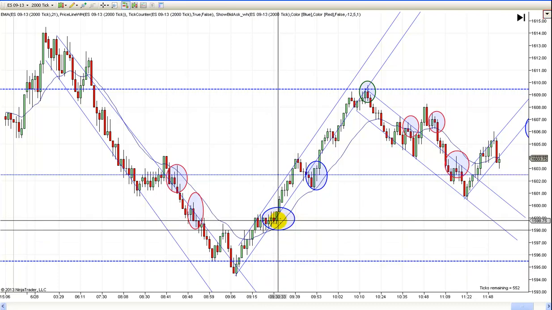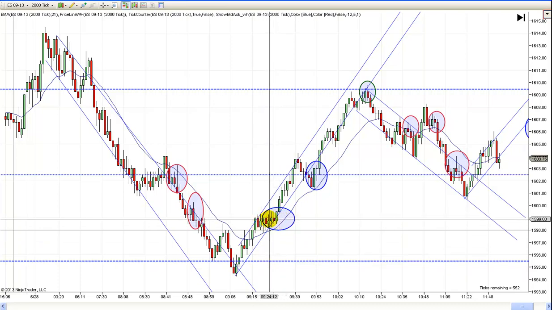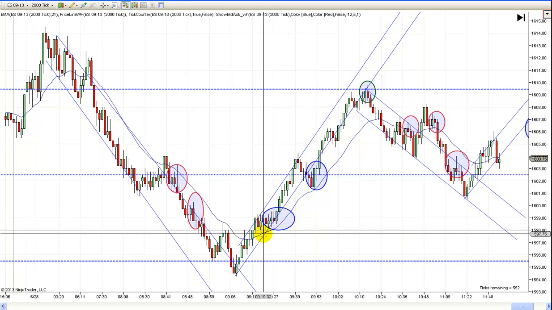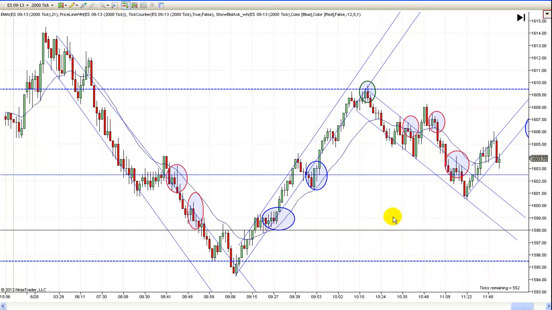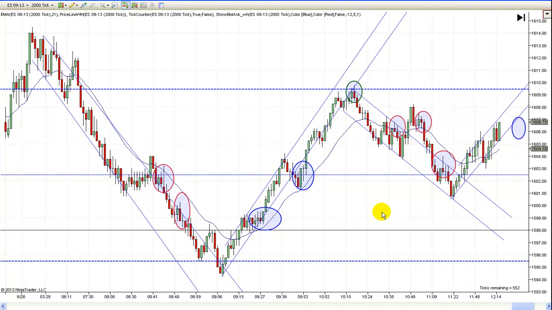No, it wouldn't have worked. I mean, it would have ended up working, but it would have pulled back before you were probably able to get out of that trade. So, I didn't really like the setup.